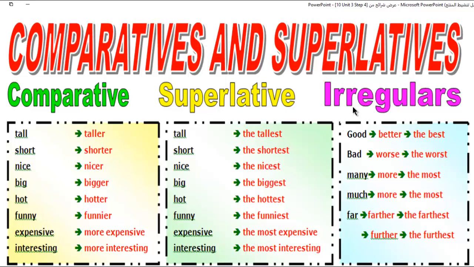There are some irregulars. Such as good. In comparative, we say better. In superlative, we say the best. Bad. In comparative, worse. In superlative, the worst. Many. In comparative, more. And in superlative, the most. Much is in comparative, more. And in superlative, the most. Far, farther or further, the farthest or the furthest.